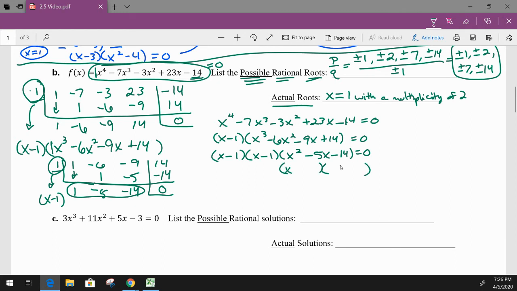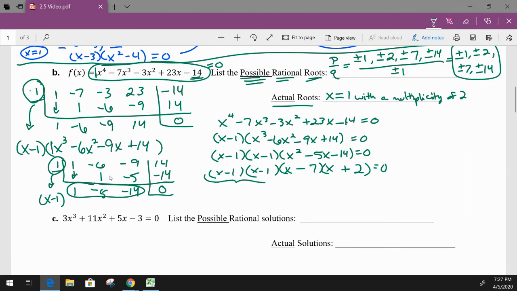So x squared factors into x and x. My two numbers that multiply together to equal 14 but subtract to equal 5 are 7 and 2. Because it's a negative 14, my signs have to be different. The larger one has to be negative so that I'll get that negative 5 in the middle. So essentially, these are all the factors of f of x. So when we factor this completely, we get an x minus 1, an x minus 1, an x minus 7, and an x plus 2.